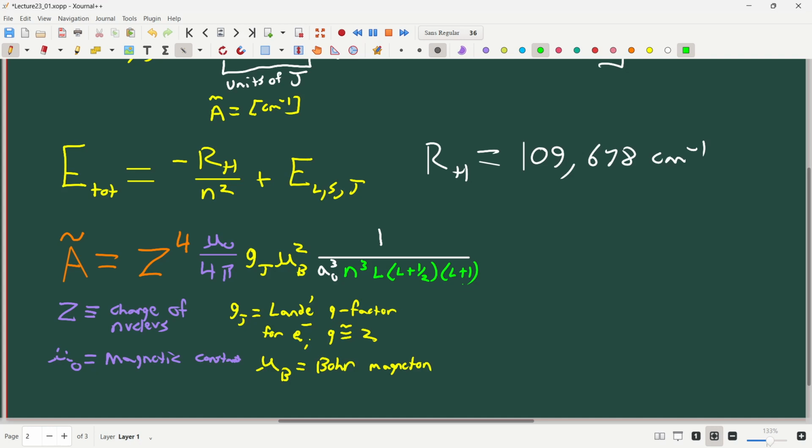Right? This significantly will complicate the spectra of these atoms, and I'll show you a picture of that. So the splitting will just get larger and larger as Z to the 4th, but it also gets smaller by some numbers. It scales as n cubed.